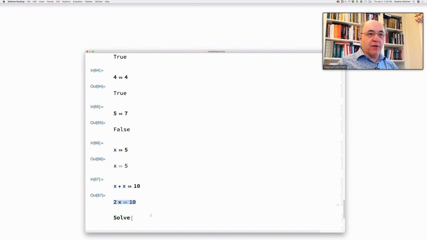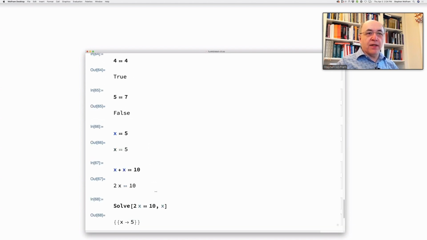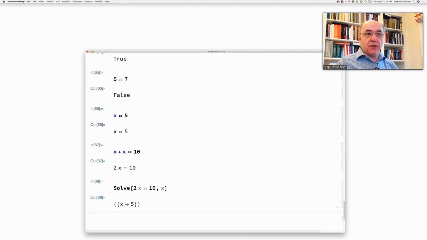We can ask the computer to work that out by saying, solve for x in here, and it'll tell us if 2 times x is equal to 10, then x is equal to 5. Okay?